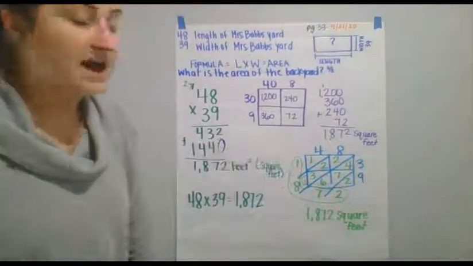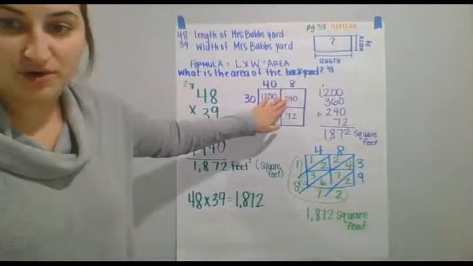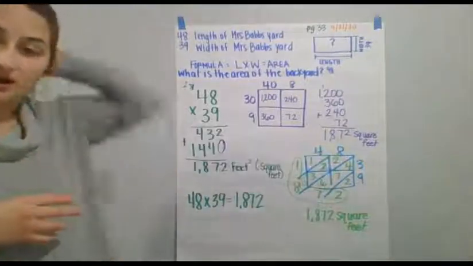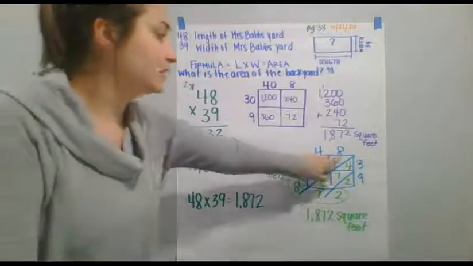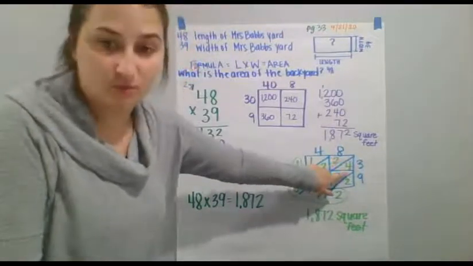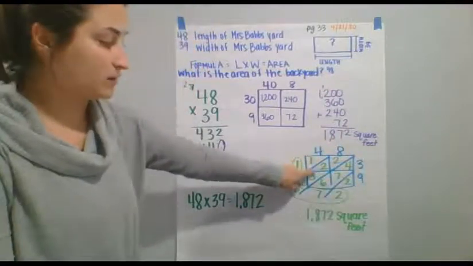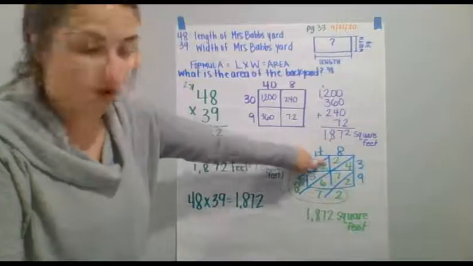And then last, I have the lattice method. Remember with lattice, it looks similar to partial products, but you want to keep each digit the same. You don't want to break it apart into its place values. And then you just multiply. So 8 times 3 gave us 2 tens and 4 ones, or 24. 4 times 3 gave us 12, which is 1 ten and 2 ones. That top box is our tens, the bottom box is our ones.